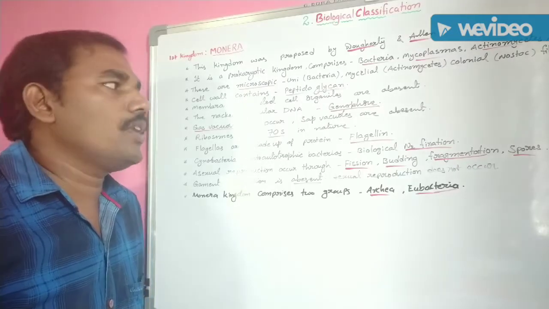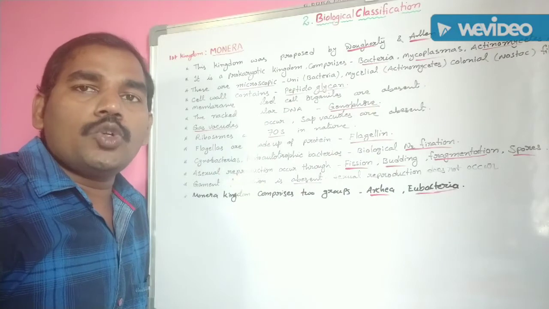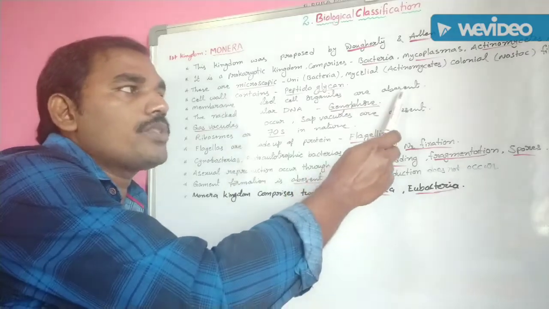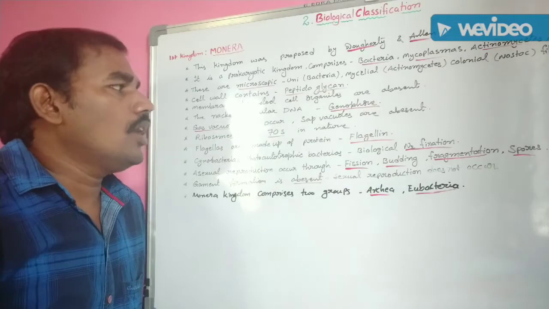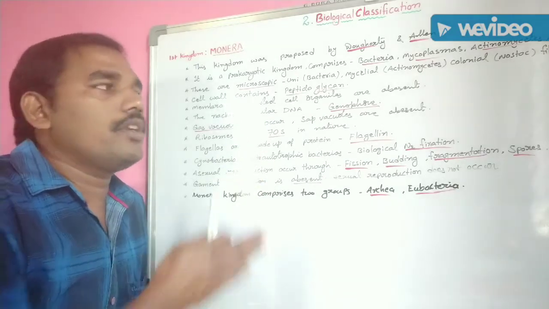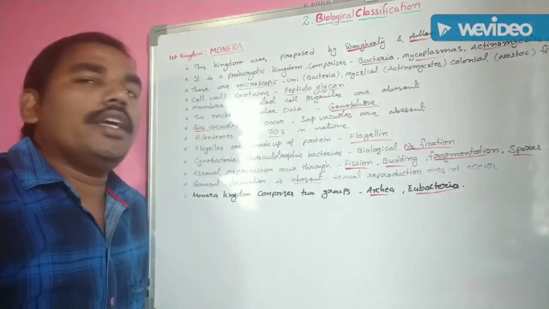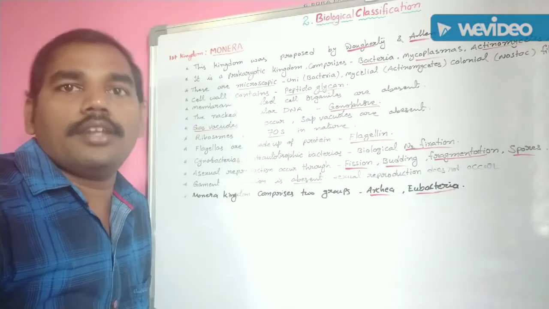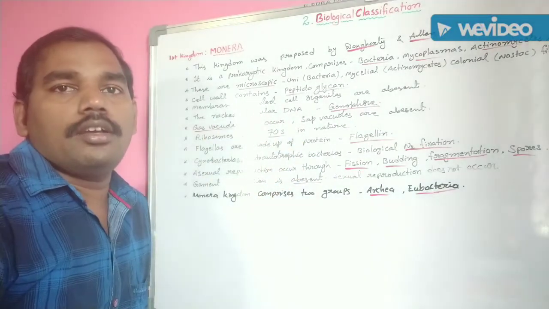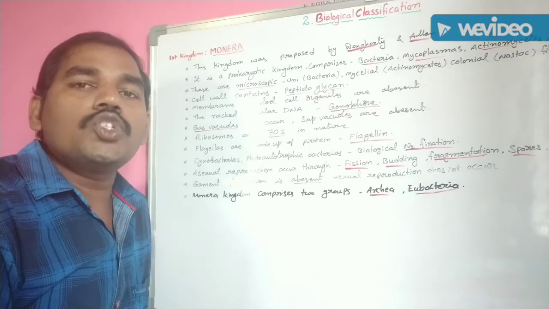The cytoplasm of Monera kingdom organisms does not have any membrane bounded cell organelles like mitochondria, chloroplast, nucleus, and Golgi complex. These membrane bounded cell organelles are absent. Understand? Except ribosomes, the remaining cell organelles are absent in the cytoplasm of Monera organisms. Next, naked circular DNA is present. It is not enveloped by any nuclear membrane. It is called the bacterial chromosome or genophore.